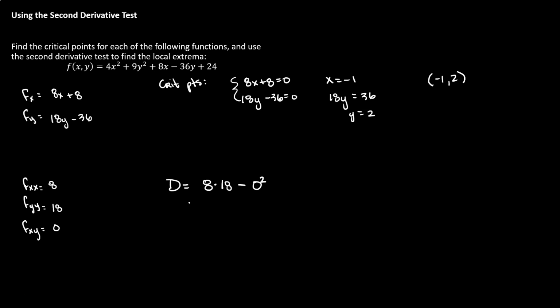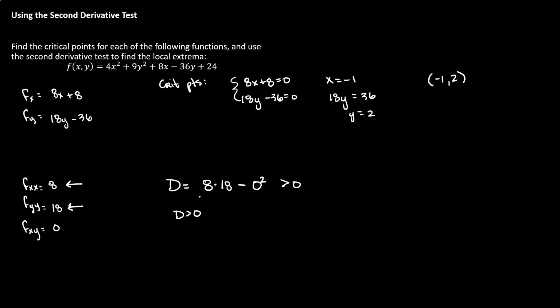For now, calculating this discriminant, we can see that this is definitely going to be positive. If the discriminant is greater than 0, we need to go back and check either one of our second order partials. We could look at the second order partial with respect to x or the second order partial with respect to y. It doesn't matter which one you pick because those two second order partials both have to have the same sign in order for the discriminant to be positive.